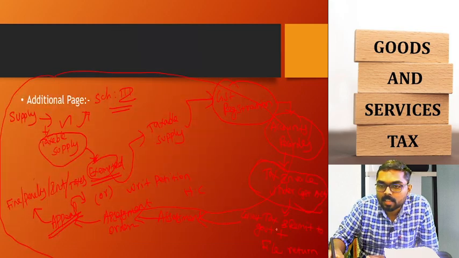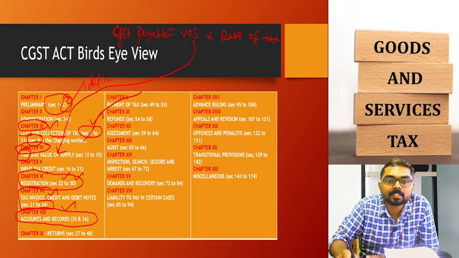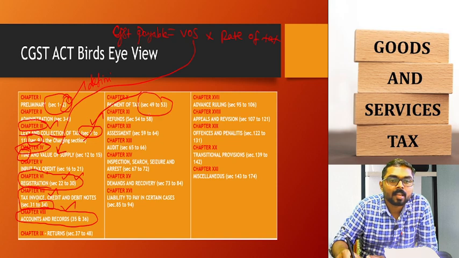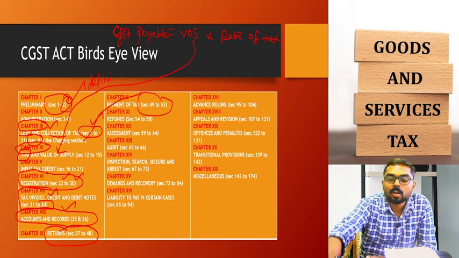Then what we discussed: after collecting the tax, they need to remit it and file returns. So remittance, payment of tax, they have discussed in section 49 to 53, and filing a return they have discussed in chapter 37 to 48.